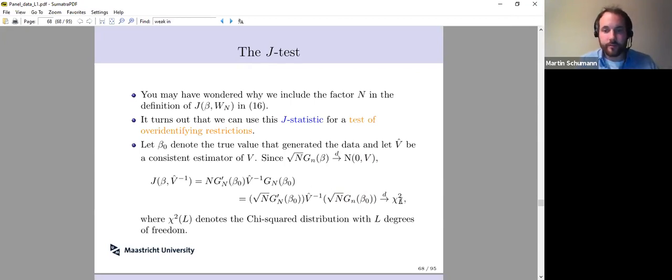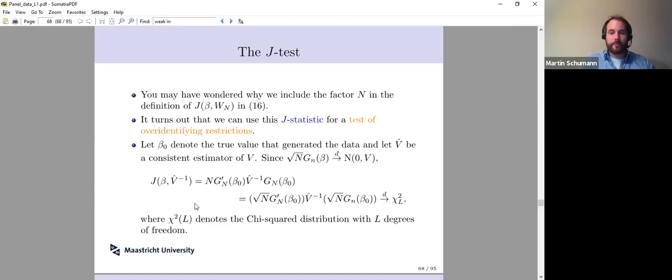And therefore, the whole thing converges to a chi-square distribution with L degrees of freedom. Remember that L is the dimension of the instruments. Okay, that's pretty cool, right? So basically the test idea is the following. If all the assumptions for GMM are true, then we know that the J statistic will converge to a chi-square distribution with L degrees of freedom. So we can actually test the model now, right?